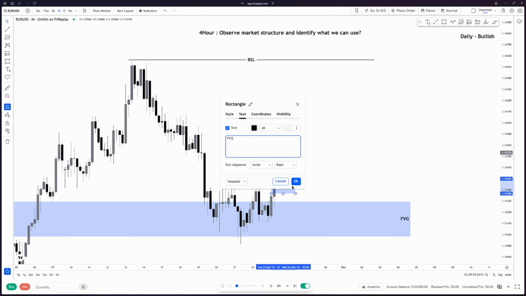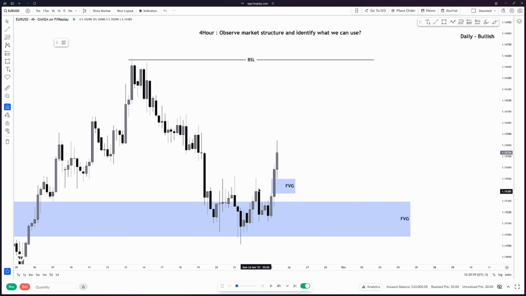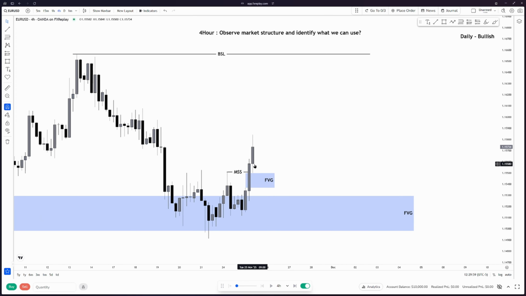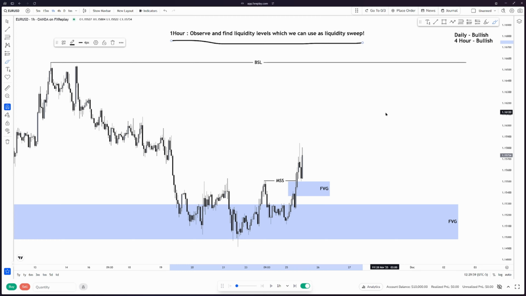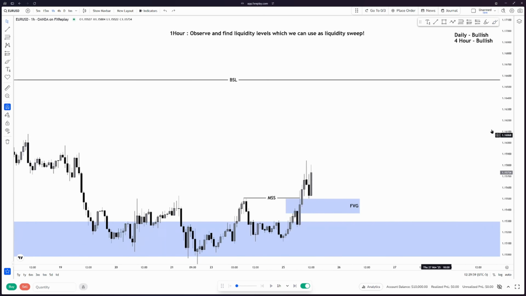What makes this fair value gap high probability is that we also have a 4-hour market structure shift to the upside. We know that price will retrace into this fair value gap and then move towards the buy-side liquidity. Next, on the 1-hour time frame, we have to observe and find liquidity levels that we can use for a liquidity sweep. We are bullish on the daily and 4-hour time frames, so we will look for sell-side liquidity.